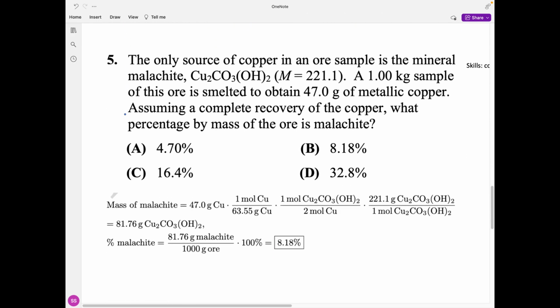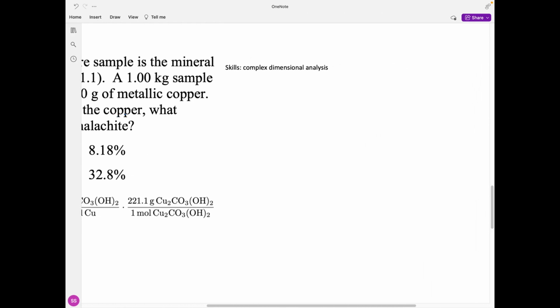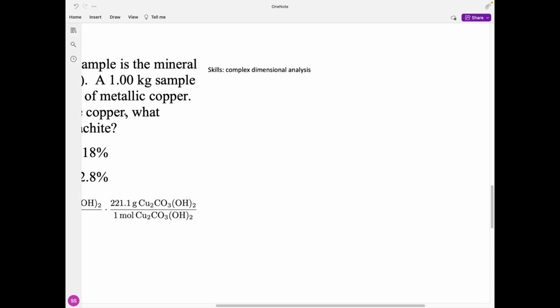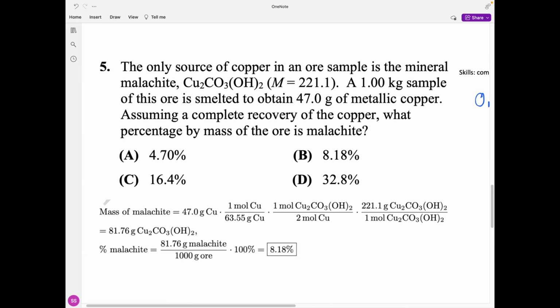Now, as for problem number 5, this is kind of a word problem, so you're going to want to break it down a bit. Essentially, we have this ore, and inside of that ore, there's malachite. And inside of that malachite and that malachite only, there's copper. Make sure you realize that the only source of copper in an ore sample is the mineral malachite.